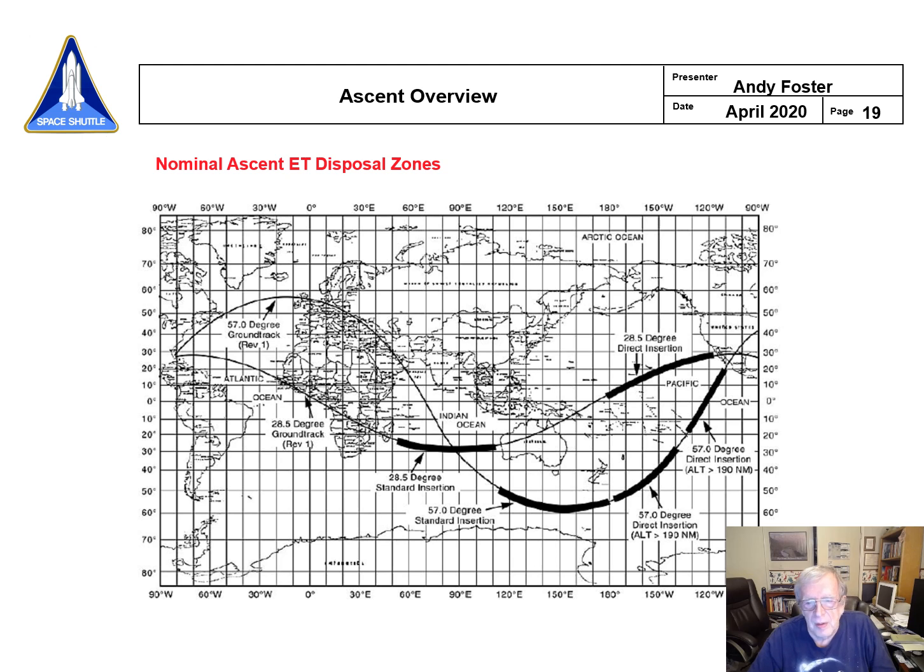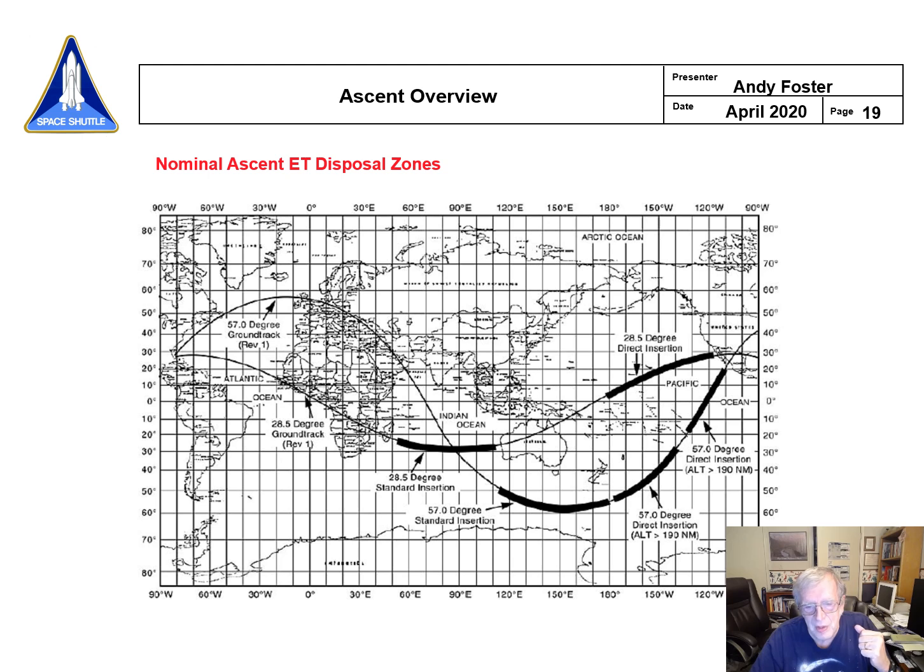And so this is showing you, I talked about direct and standard, and this is showing you 28.5 degrees, of course, this is a due east trajectory out of the Cape. For a standard insertion, this was about the impact area the external tank would come down in. And then this is direct insertion. So again, you can see the difference in having the main engines burn a little bit longer for direct. Not only does it put you in orbit, but it hurls the tank a little further downrange.